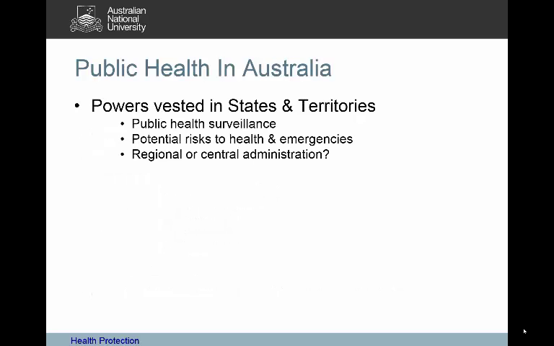So as I said, in Australia, powers are vested in states and territories. So the legislation in states and territories managed by public health allows them to do things like public health surveillance, to identify and investigate risks, potential risks to health and emergencies. And it may be regional in nature. So in somewhere like New South Wales, there will be area health services that cover large geographic regions and large populations, and the state health department has a coordinating function of those different area health services. In contrast, you can also have situations like, say, Victoria, where most of the public health is centralised in the health department, and they cover activities for the whole state.